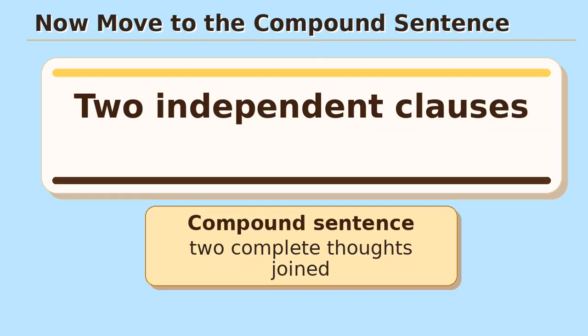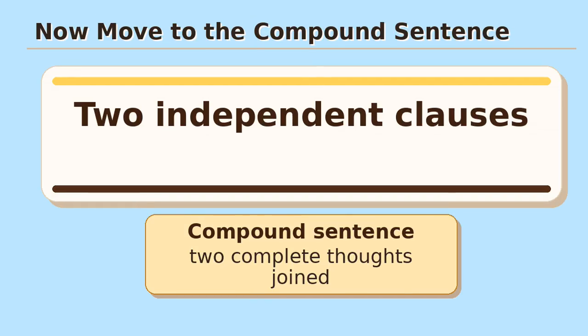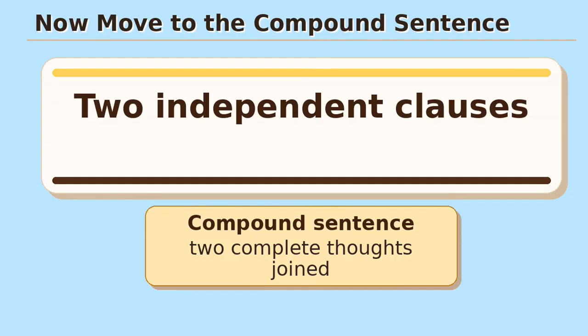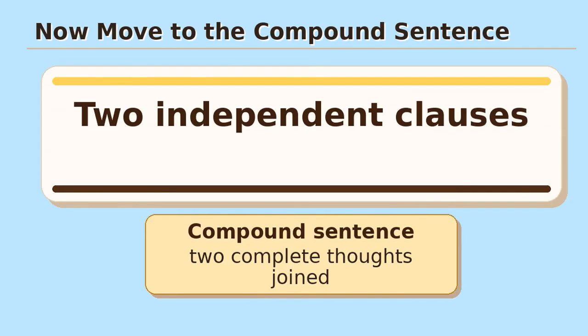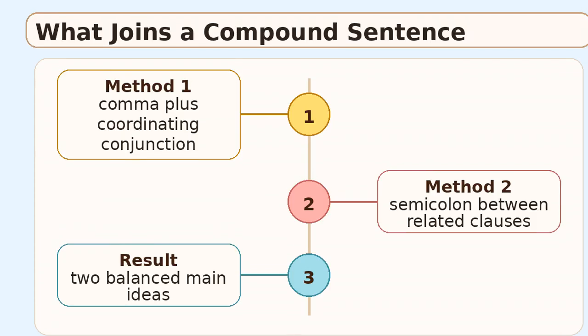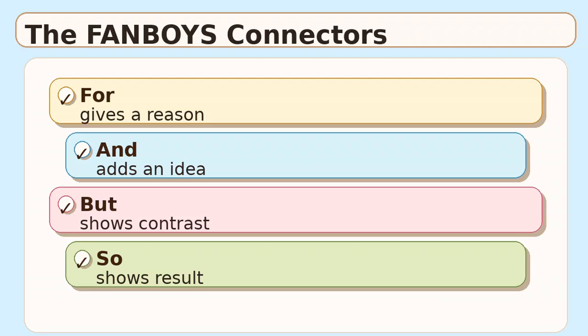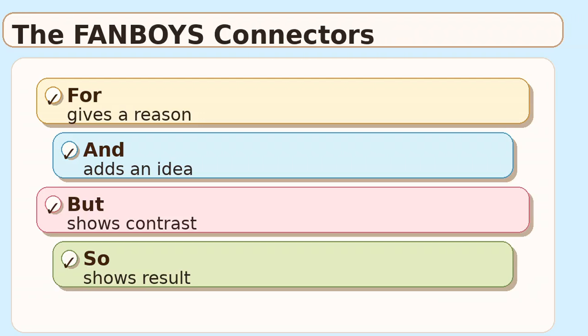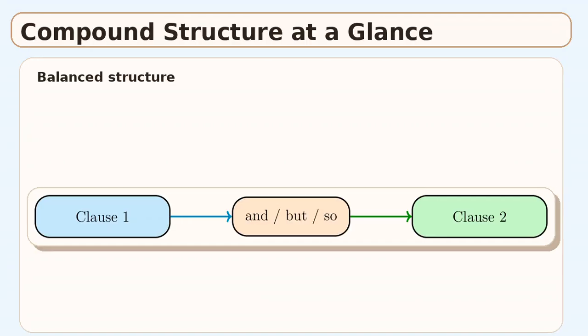A compound sentence joins two independent clauses. In other words, it connects two complete thoughts that are equal in importance. Most compound sentences are formed in one of two common ways. We either use a coordinating conjunction, or we use a semicolon when the ideas are closely related. The coordinating conjunctions are often remembered as FANBOYS: for, and, nor, but, or, yet, and so. You do not have to force all of them into one lesson, but you should recognize them because they often build compound sentences. Here is the structure visually.